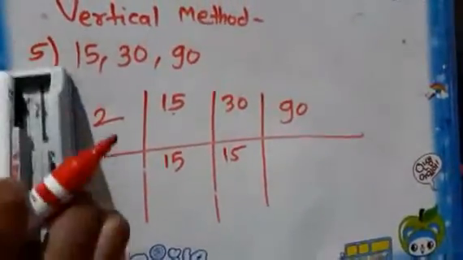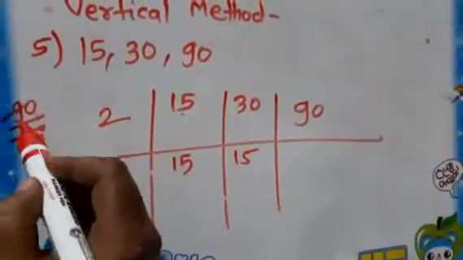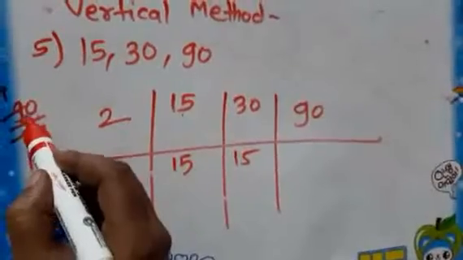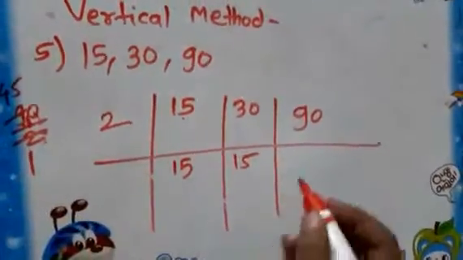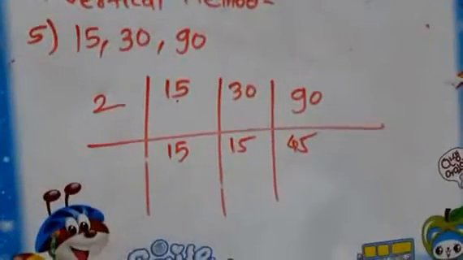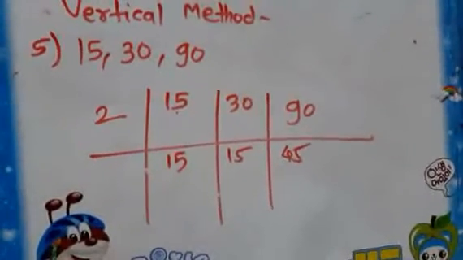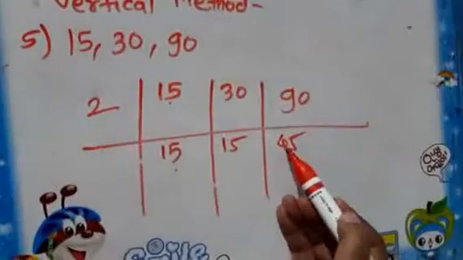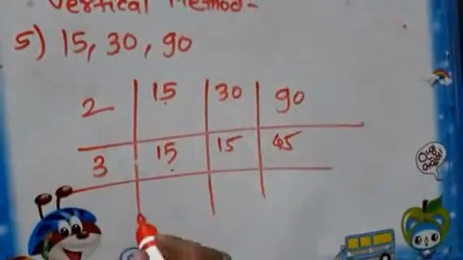Below 90 what should be written? 90 divided by 2. 2 1s are 2. This is 9, so 2 4s are 8. So 9 minus 8 is 1. So 10, 2 5s are 10. So here will be 45. After this, all numbers are not divisible by 2. So we will check for 3. This number is divisible by 3. This is also, and 4 plus 5 is 9. This is also divisible by 3. We can take 3 for all numbers.